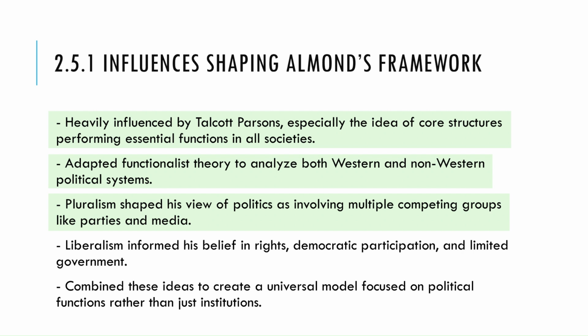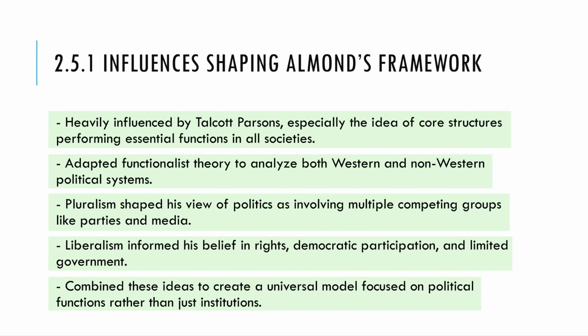of a political system. Liberalism also played a role in shaping Almond's thinking. He believed in the importance of individual rights, democratic participation, and limited government, all central ideas in liberal thought. Almond combined these influences to build a model that could be universally applied to both developed and developing nations by focusing on functions instead of just institutional labels.